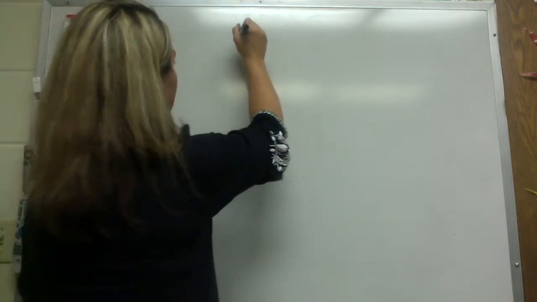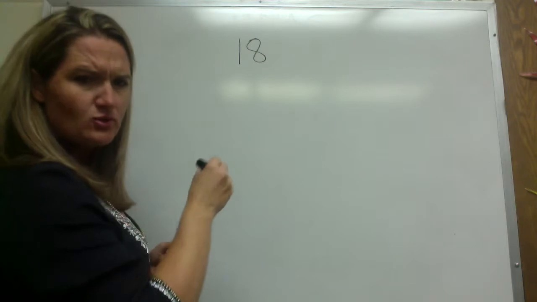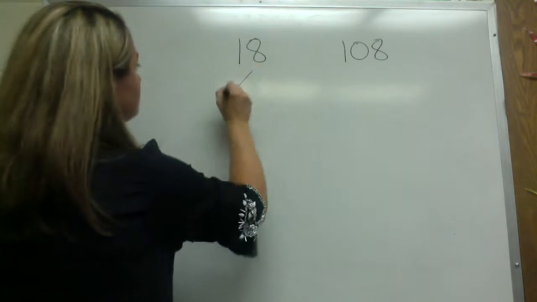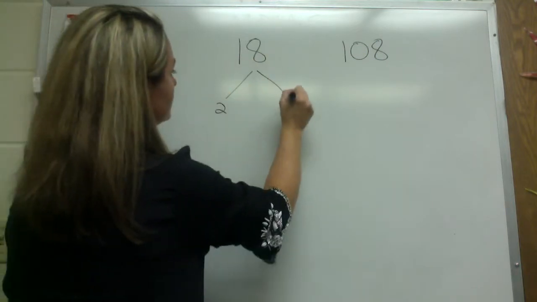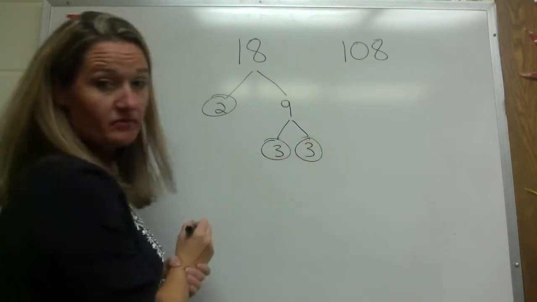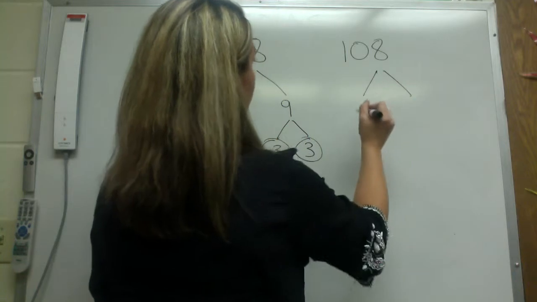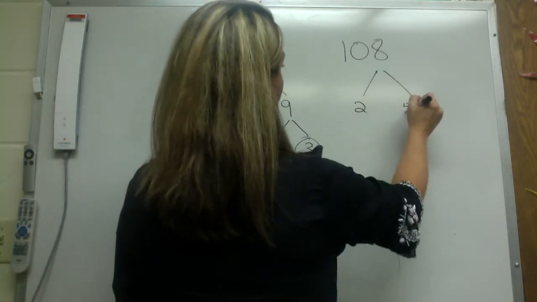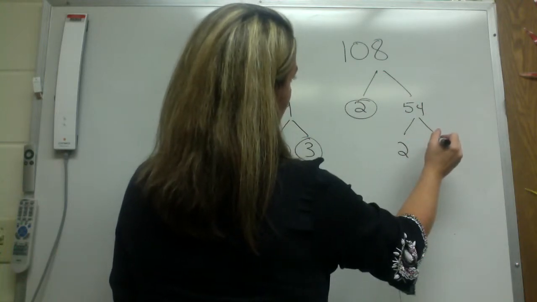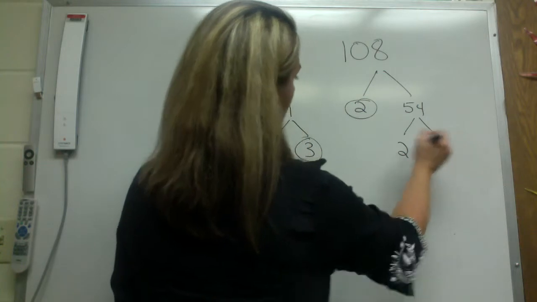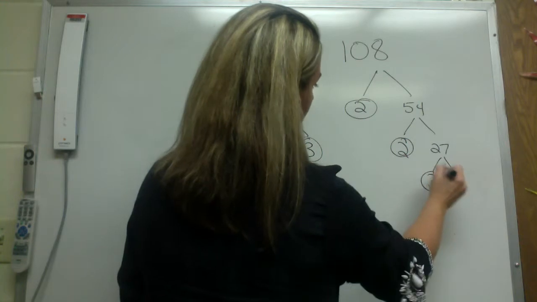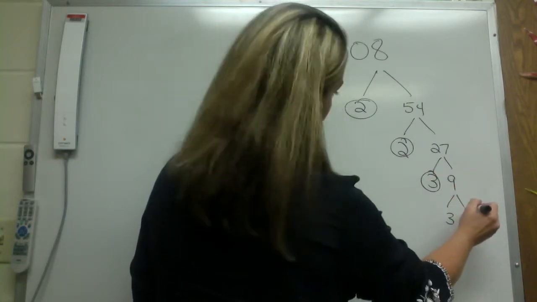Let's do 18 and 108. This is one that I feel like if you were to use the multiple method, you'd probably be at it for a while. Okay, factor tree for 18: 2, 9, 3, 3. Let's do one for 108: 2, 54, 2, 27, 3, 9, and then we've got 3 and 3.